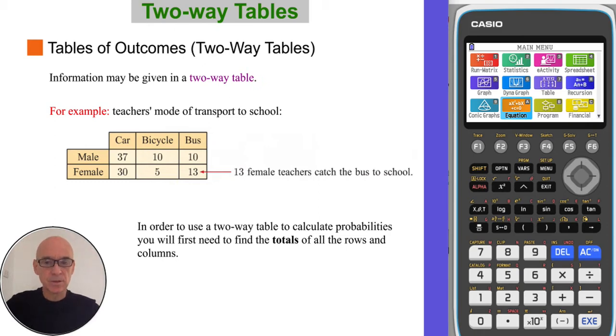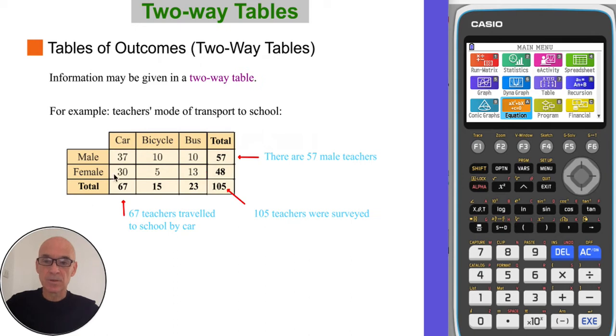In order to use a two-way table to calculate probabilities, we first need to find the totals of all the rows and the columns. For example, how many teachers came by car in total, how many came by bicycle, how many came by bus, how many male teachers are there, how many female teachers are there, and in fact, how many teachers are there overall.